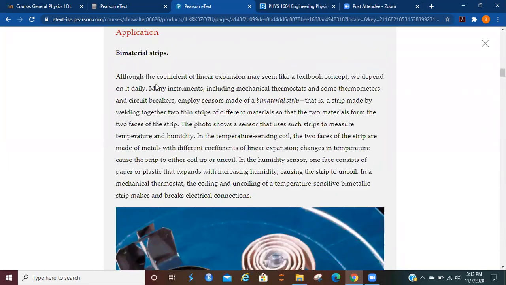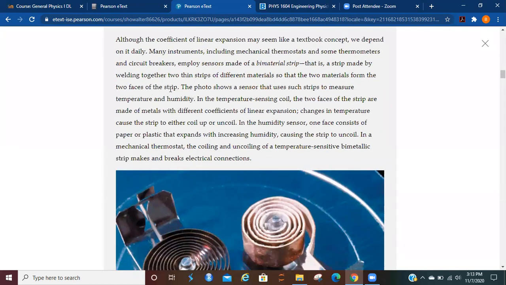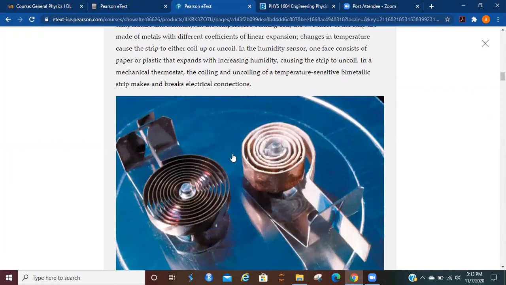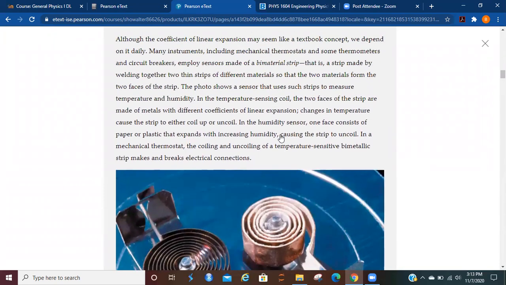Bimetallic strips. Although the coefficient of linear expansion may seem like a textbook concept, we do depend on it. Many instruments, including mechanical thermostats, which you may have in your own building, and some thermometers and circuit breakers, employ sensors made of a bimetallic strip. In other words, you take two different metals and you weld them together so that you've got the two materials forming two faces of the strip. You can kind of see that here.